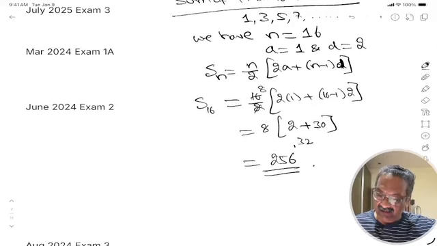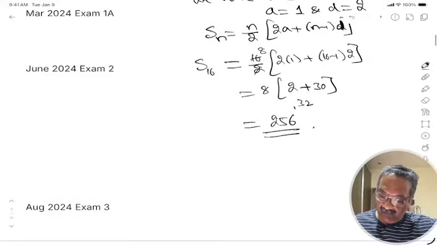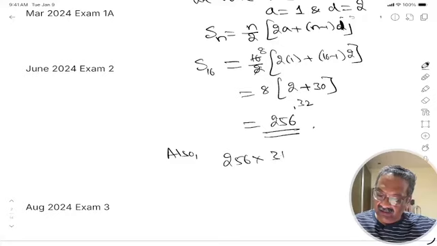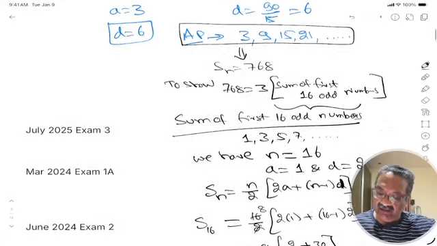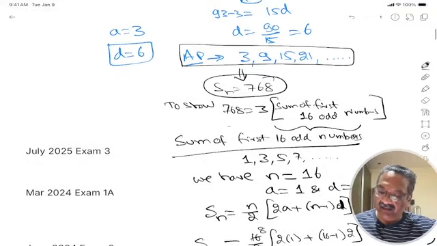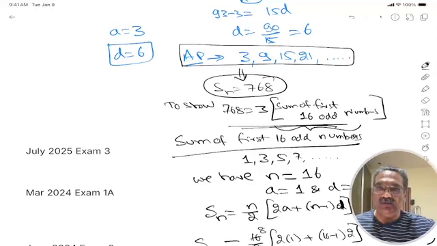This is 256. Also, 256 into 3 is equal to 768. This is also 768. Hence, it is shown.